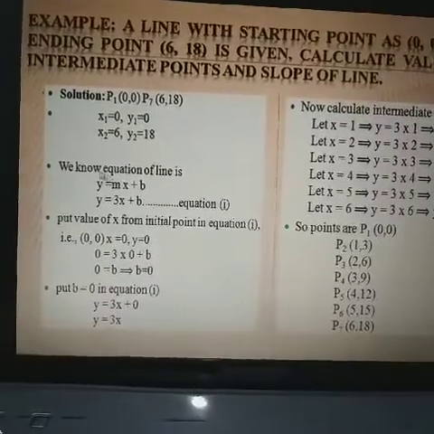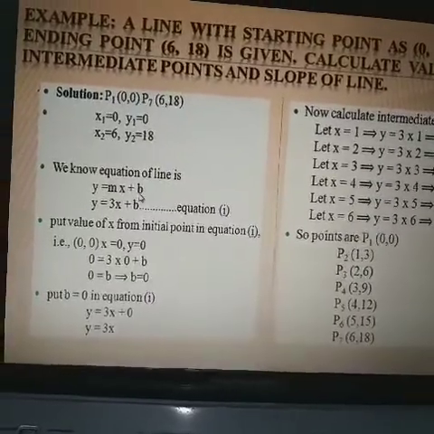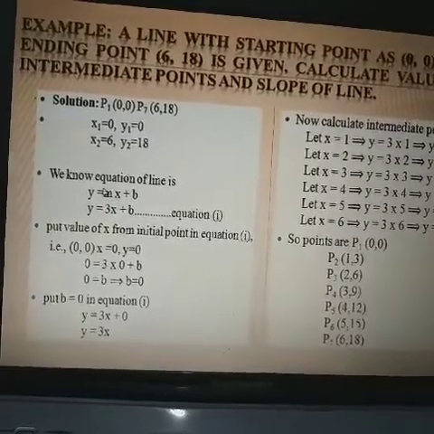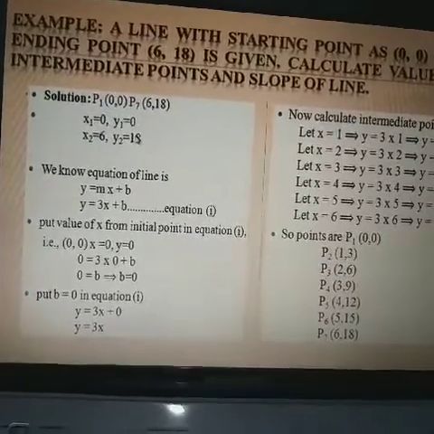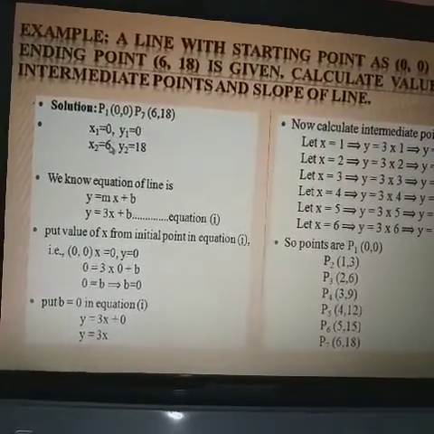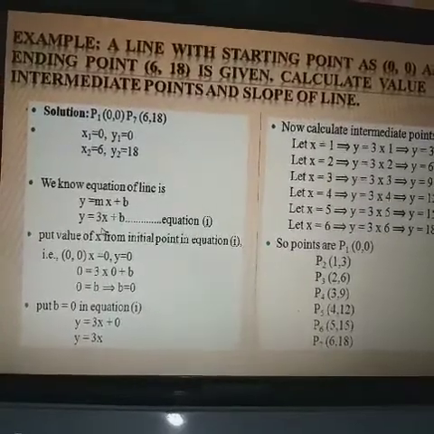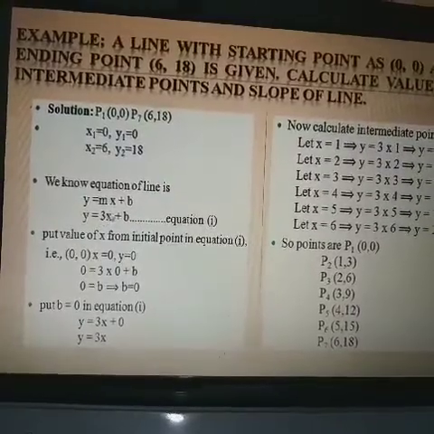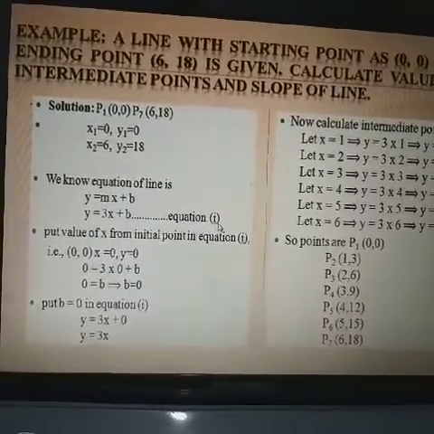Clear? Now we know the equation of the line is y equals mx plus b. So we calculate the slope of the line: y2 minus y1, 18 minus 0, 18, divided by x2 minus x1, 6 minus 0, 6. 18 divided by 6 becomes 3, since 6 times 3 is 18. So what is the value of m? 3. x as it is, plus b. Write this equation as equation 1.